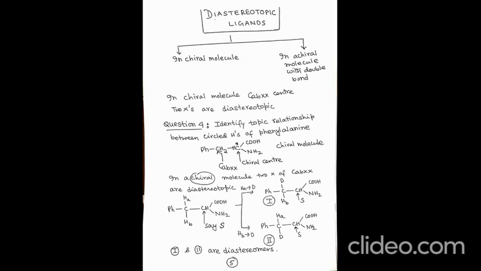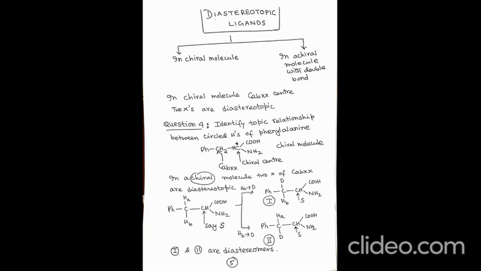Now let us switch over to the diastereotopic ligands. Diastereotopic ligands can be present in chiral molecules, and they can also be present in achiral molecules with some double bonds or something like that. So let us first discuss the diastereotopic ligands present in chiral molecules. If any chiral molecule contains a CABXX type center, then the 2 X will be diastereotopic.